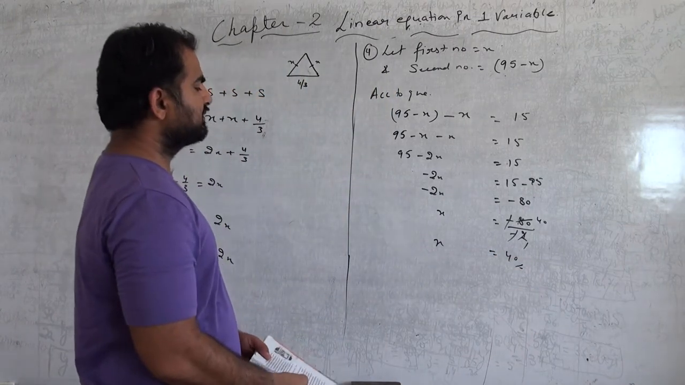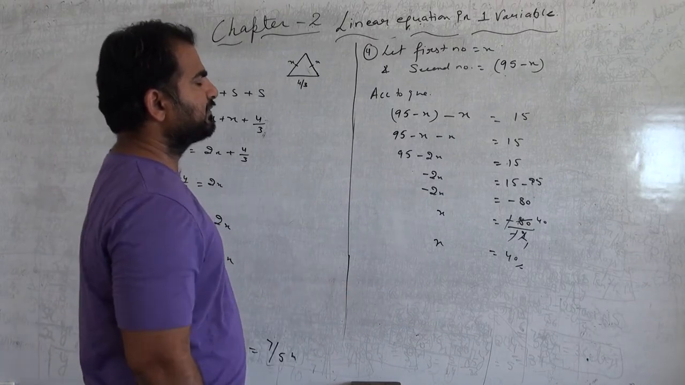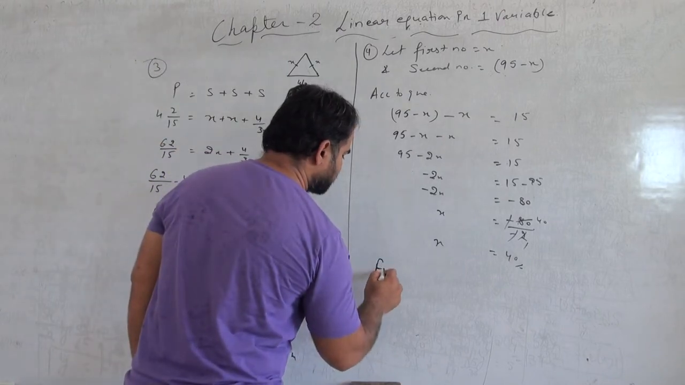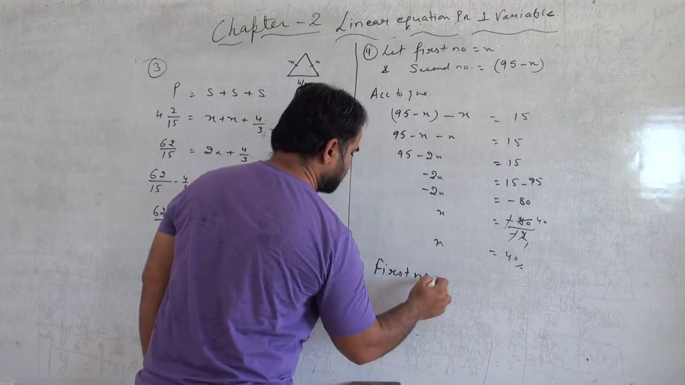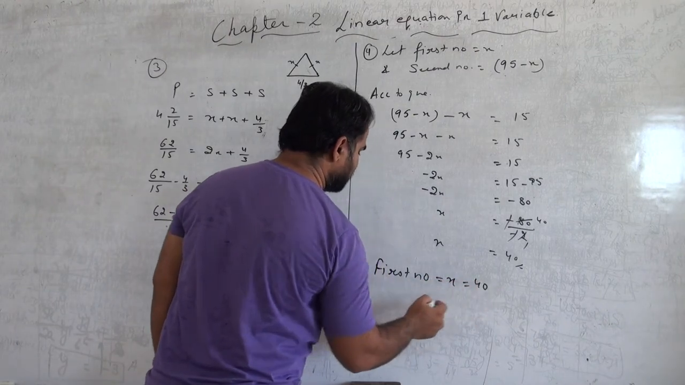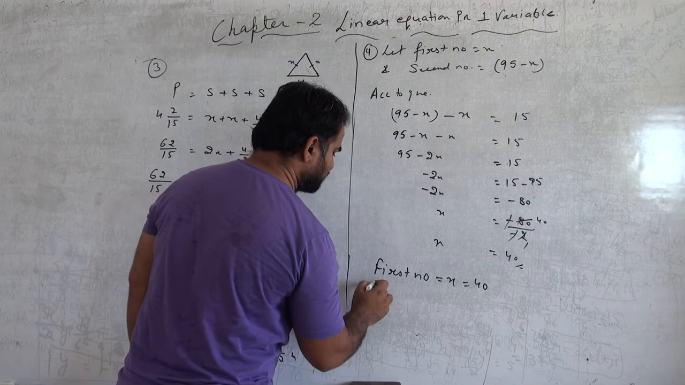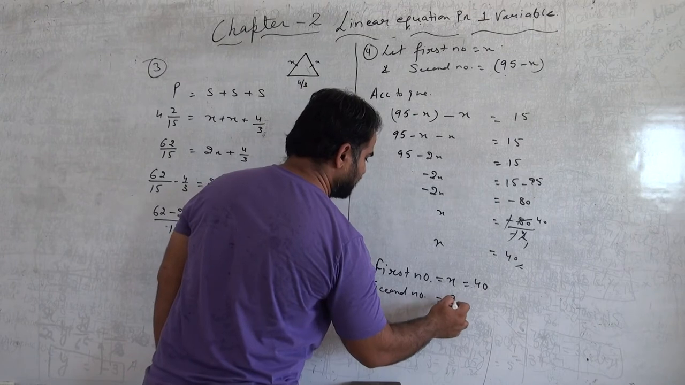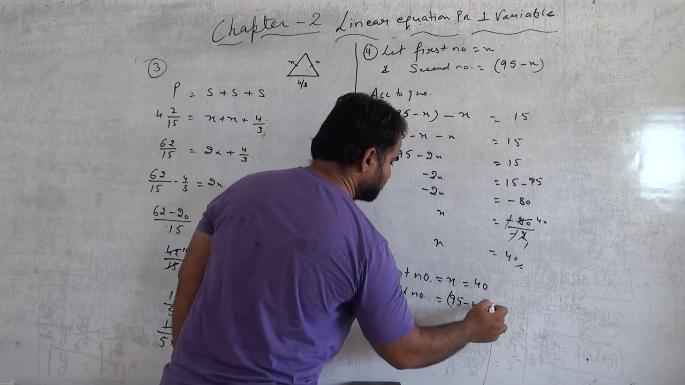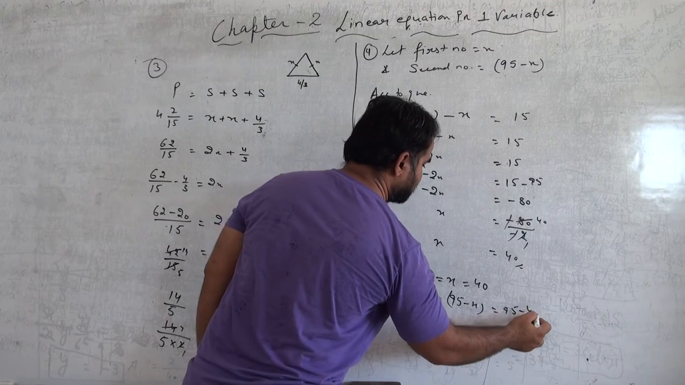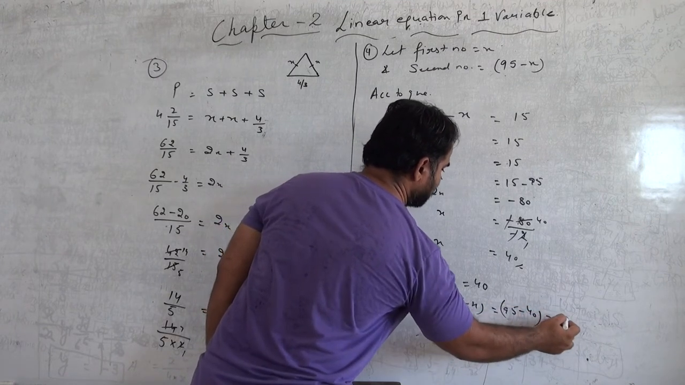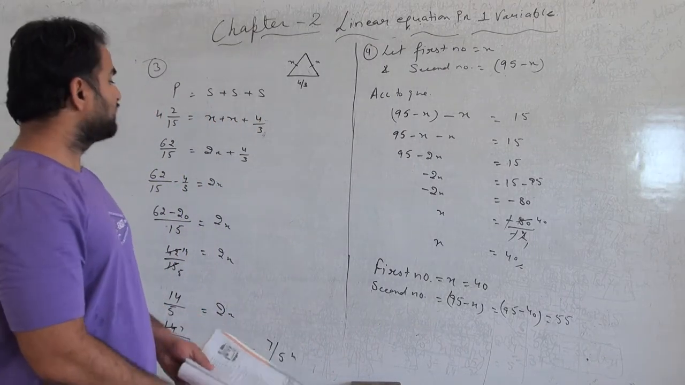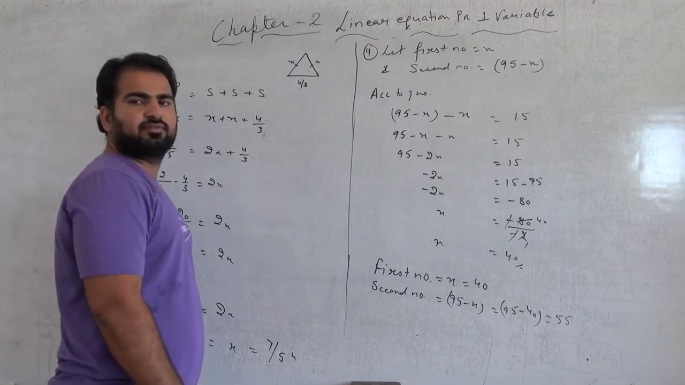So the first number is 40 and the second number will be 95 minus 40, which is 55. So first number equals x equals 40 and second number equals 95 minus x equals 95 minus 40 equals 55. These are both the numbers. The first number is 40 and the second is 55.